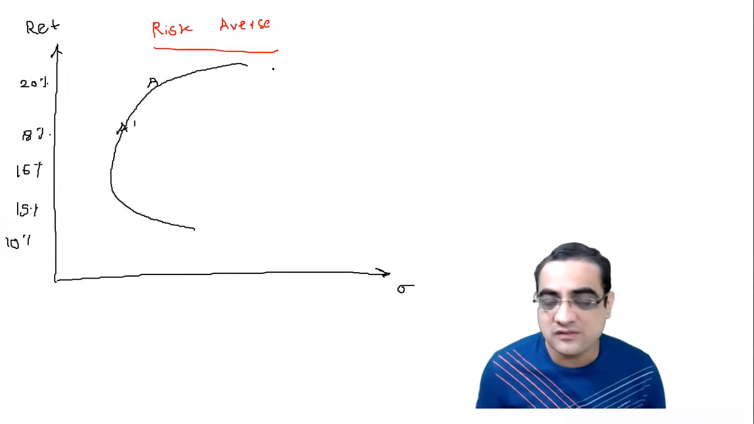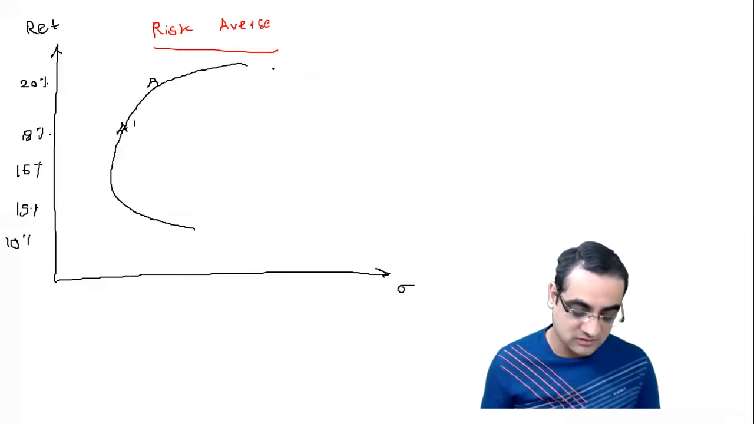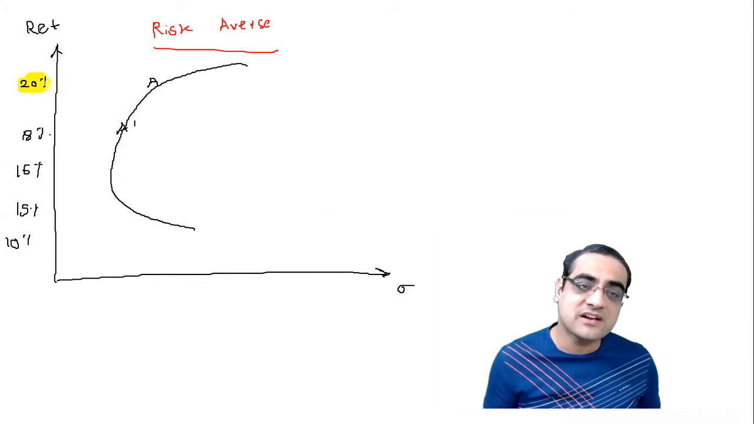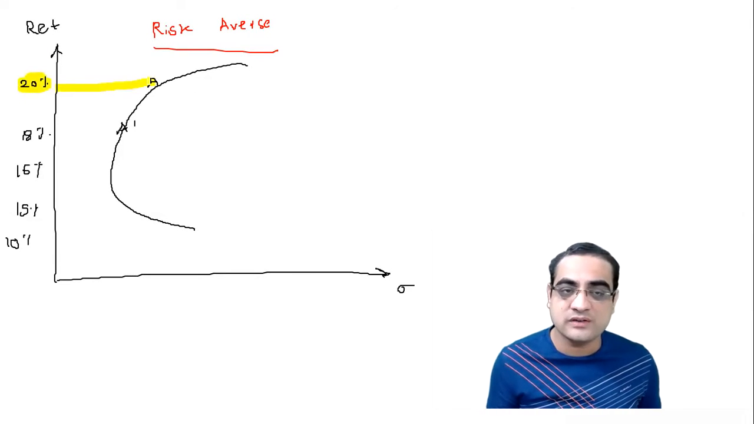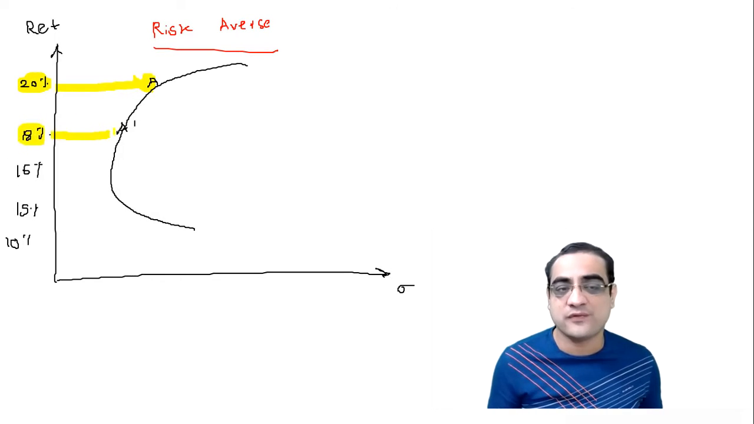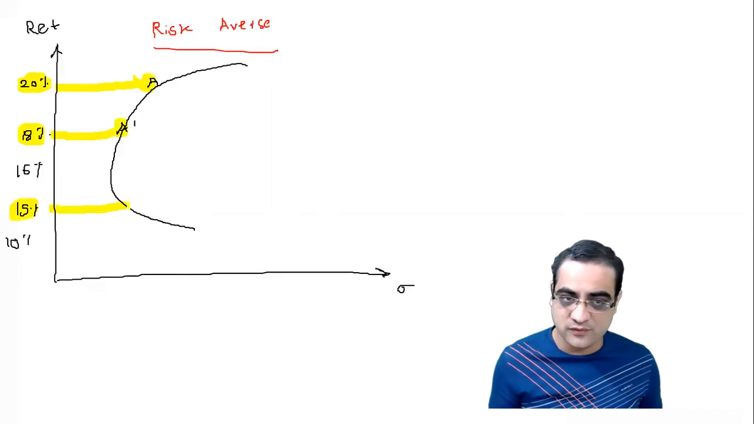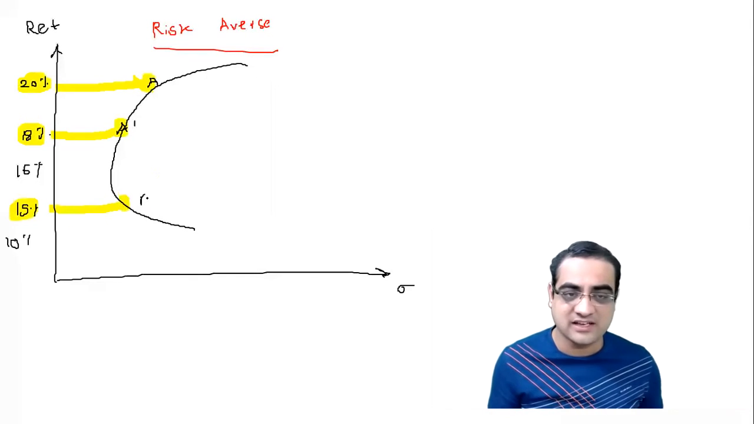Each point on this curve specifies the lowest risk portfolio for a specified return. So for example, for 20% return, the lowest risk portfolio is A. For 18% return, the lowest risk portfolio is A dash. For 15% return, the lowest risk portfolio is A double dash.